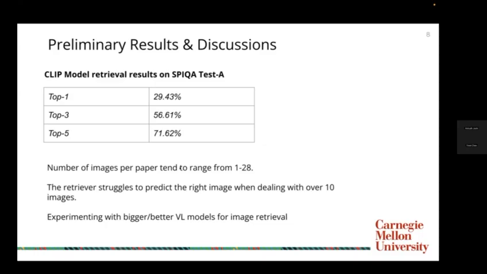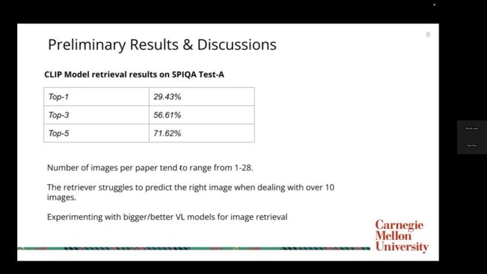This is because many of the papers contain over 10 images, and because of this, the CLIP model struggles. There were also papers where the number of images was 28. Due to this, retrieving the right image becomes difficult for a small model like CLIP, which contains only 110 million parameters. This is why we believe that experimenting with bigger and better vision language models for image retrieval would yield better results.